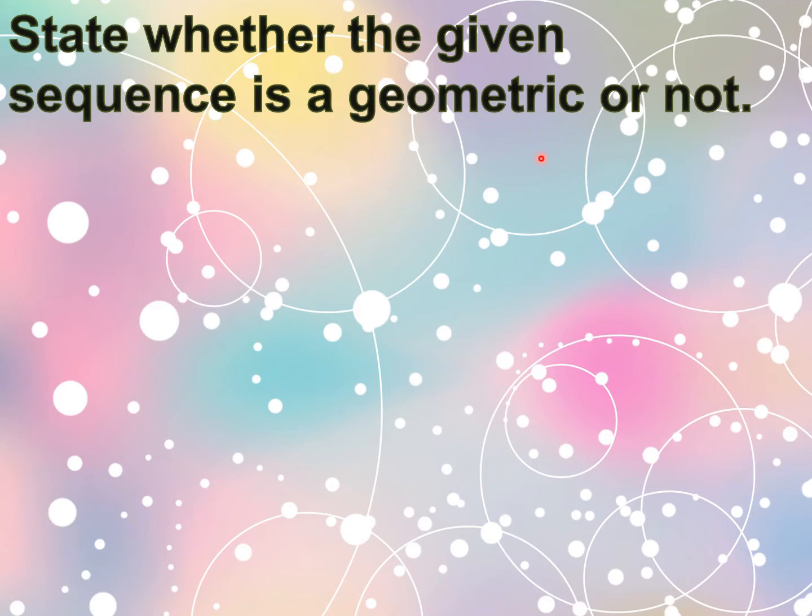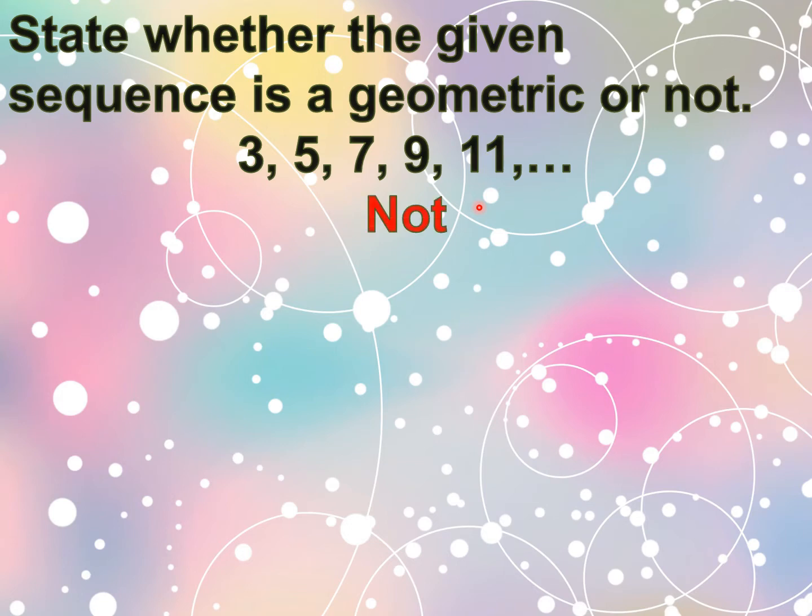So, check natin ang example na to. Yung 3, 5, 7, 9 at saka 11 nga ba ay geometric sequence? I-check natin. Medyo mabagal ang pag-increase. Try natin mag-subtract muna. 5 minus 3 is 2. 7 minus 5 is 2. 9 minus 7 is 2. And 11 minus 9 is 2. So, since may common difference tayo, hindi ito geometric sequence. Ito ay arithmetic sequence. So, this is not a geometric sequence.